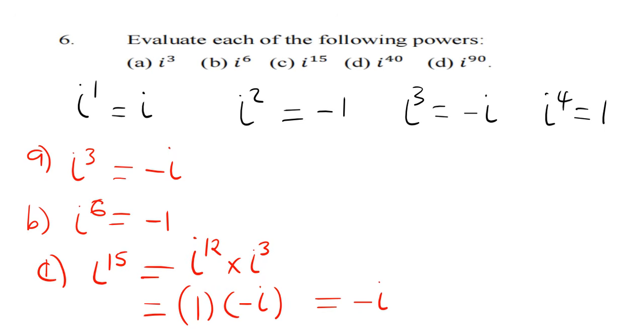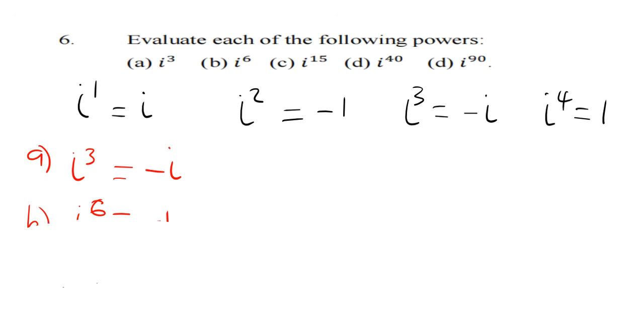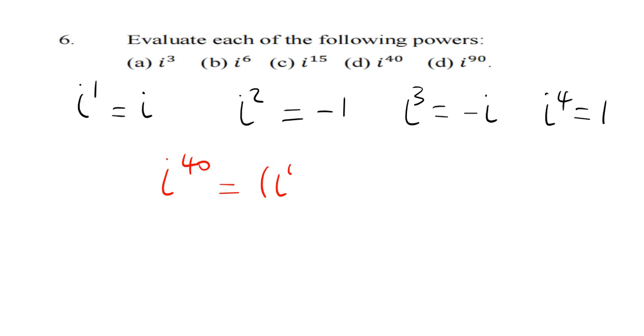Our D, so for D we have i to the power 40. So i to the power 40, again we're just going to have i to the power 4 multiplied by 10. In this case i to the power 4, we're saying it is a 1, because 4 is an even number. Then we're going to have to the power 10, and 1 to the power 10 will just be a 1. So i to the power 40 is a 1.